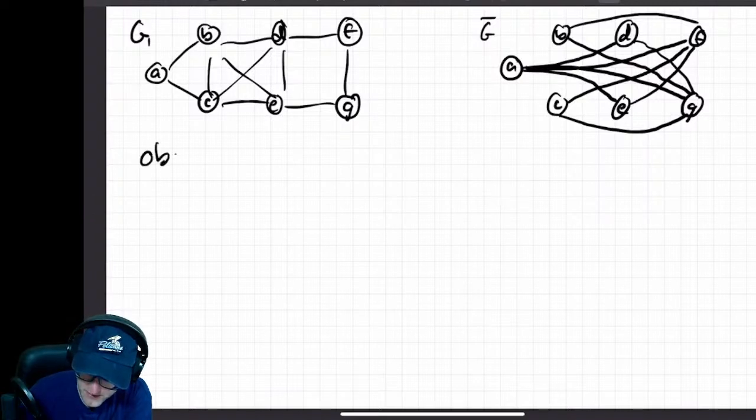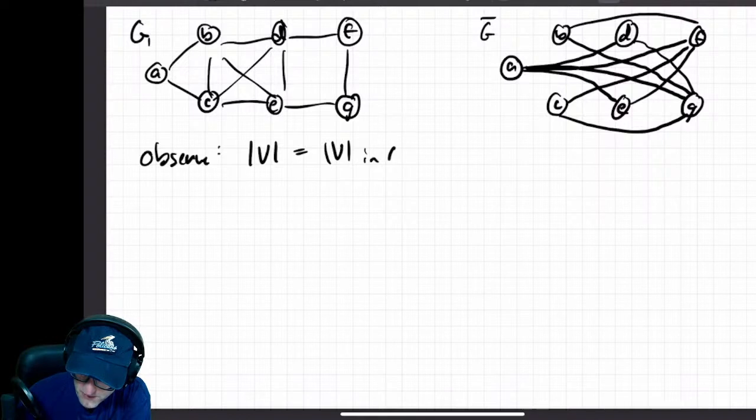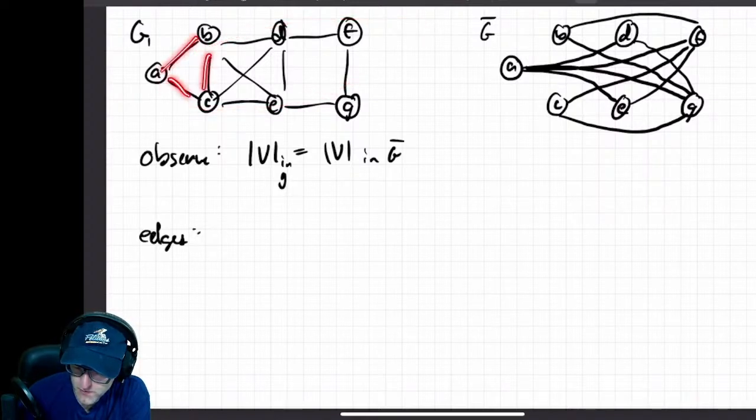My observations here. The vertex set in G is equal to the vertex set in G prime, or G overline, the G complement. What about the number of edges? How many edges are there over here? 1, 2, 3, 4, 5, 6, 7, 8, 9, 10, 11. There are 11 edges in the first graph. In the edge complement set, we denote that with the overline there.